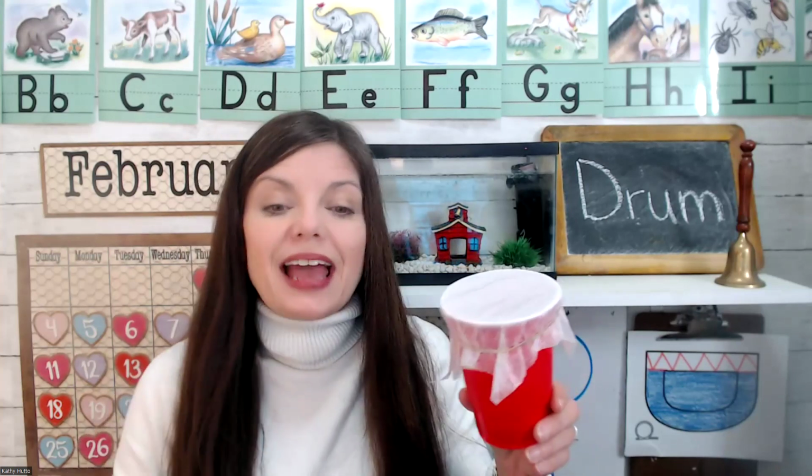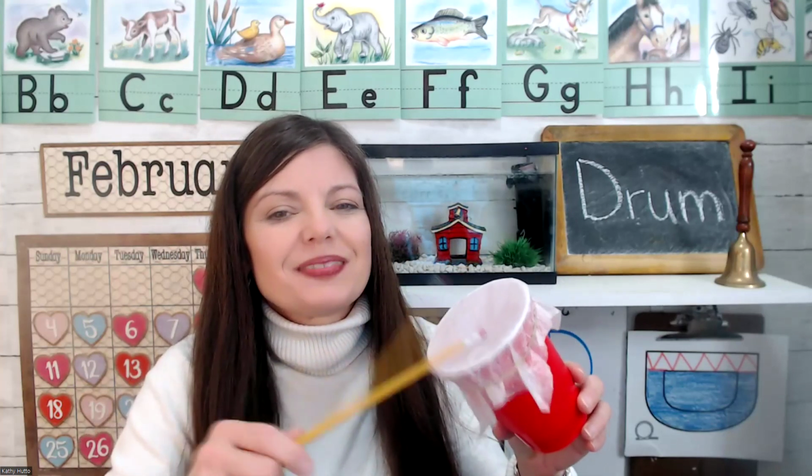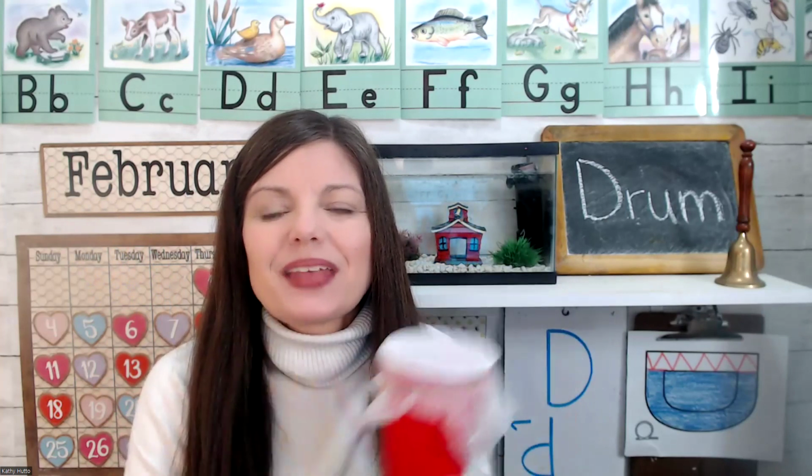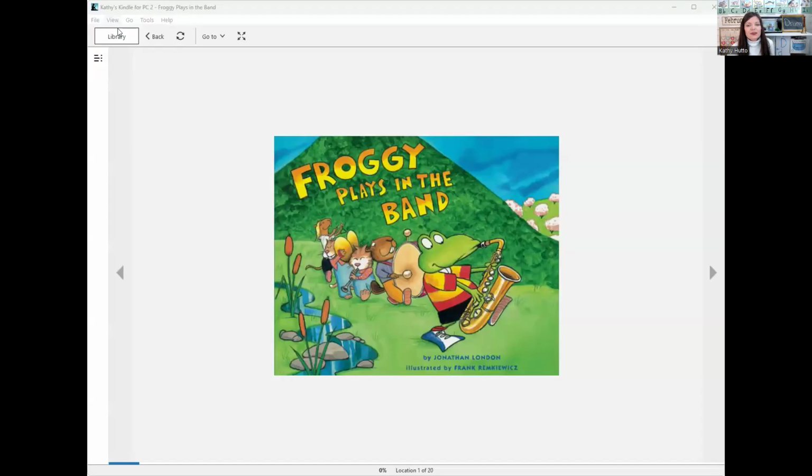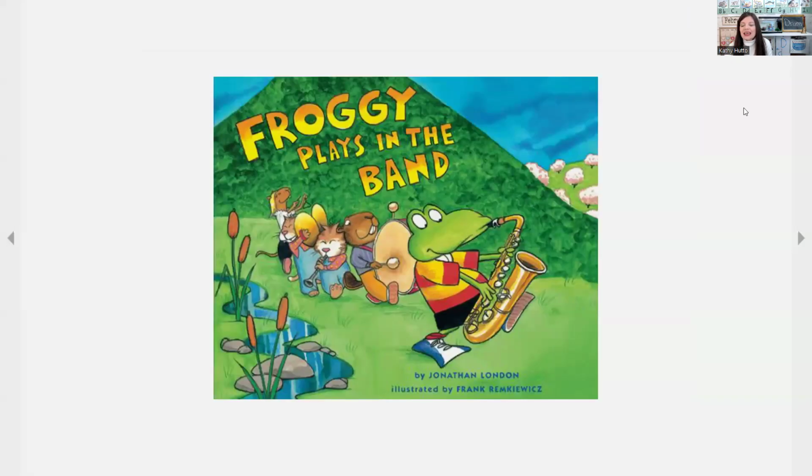Well, here's another look at the drum that I made today. Now we're going to read about a drum and lots of other instruments in our story. The book today is called Froggy Plays in the Band by Jonathan London.